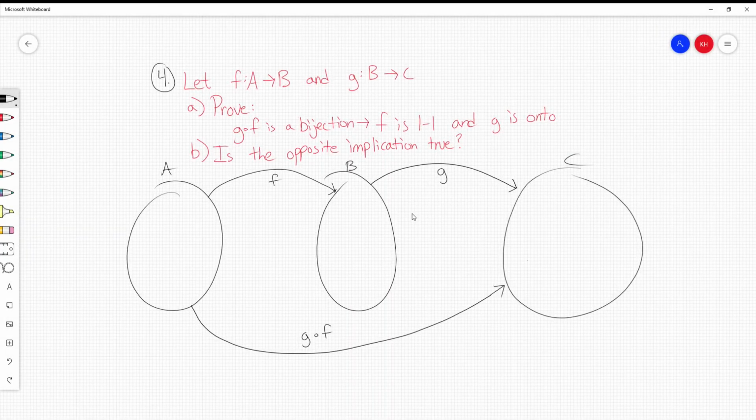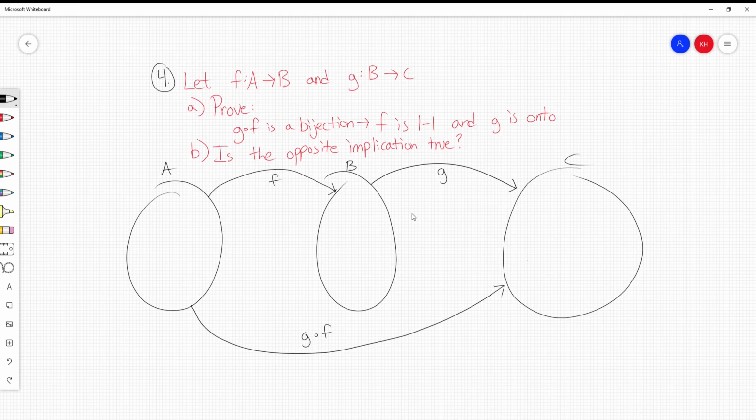All right, we're going on to number 4 now, which is saying, let f be a function from A to B and g be a function from B to C. A: prove that if g composed with f is a bijection, then f is 1-to-1 and g is onto. And then for B, is the opposite implication true? Does f being 1-to-1 and g being onto imply that g composed with f is a bijection?